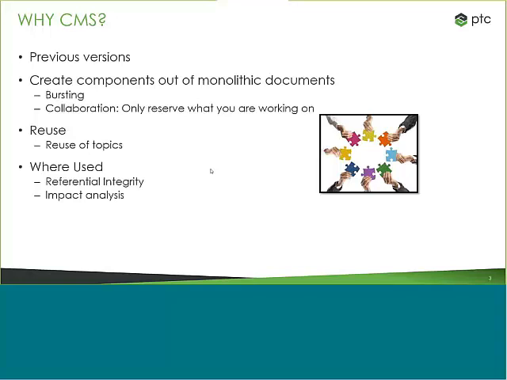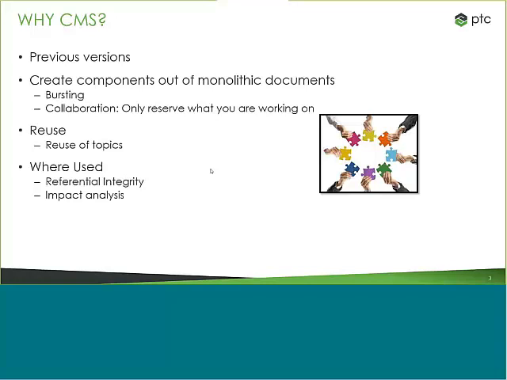The ability to create components from monolithic documents. This was even more true at that point when many of the documents were large DocBook or similar type document types, where we would want to create separate components, say for each of the chapters and each of the sections, what we at Arbortext refer to as bursting. And this really improved the ability for collaboration, because rather than having to reserve or check out an entire book, you could only reserve the chapters or sections that you were working on.